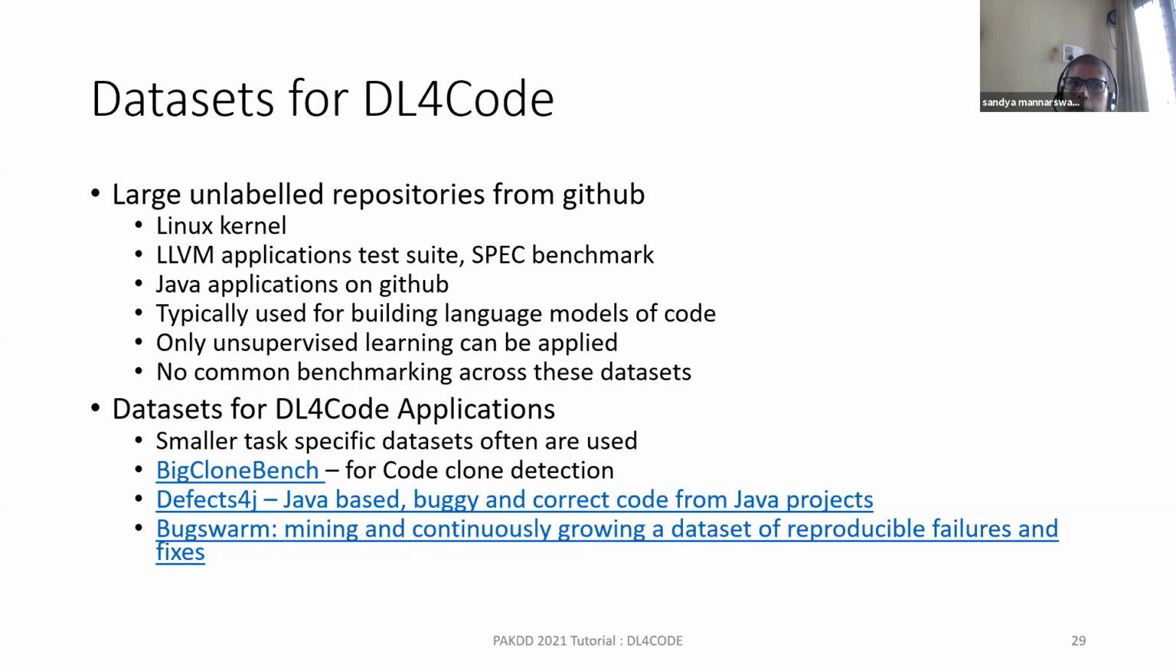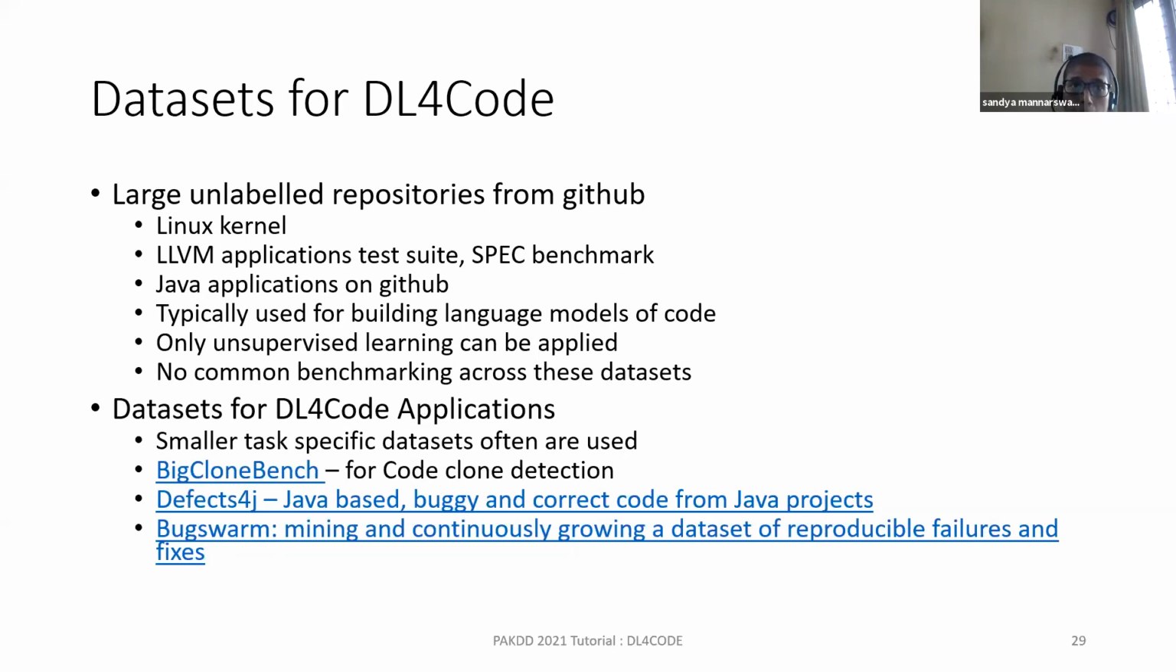But the fact that we have a large amount of unlabeled data also means that we don't have task-specific benchmarks for many of the software engineering tasks. If you look at task-specific data sets for DL4Code, they are very small data sets. You have BigCloneBench that is typically used for code clone detection. Professor Ramakrishna mentioned a few data sets in the context of program representation. For defects, there is the Defects4J Java-based data set, and there's also another data set called BugSwarm.